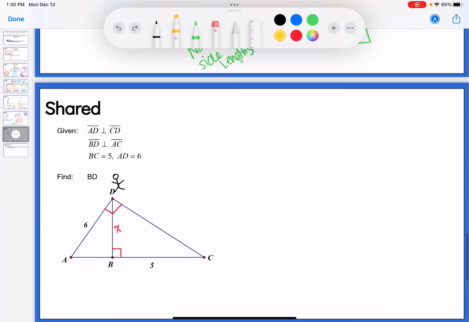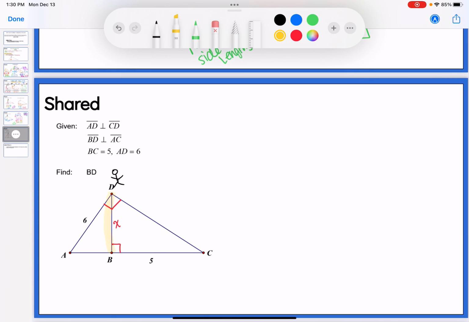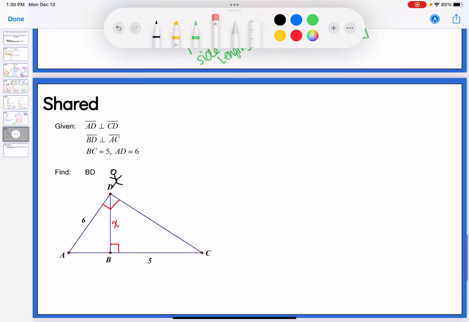If I come down the altitude here, which is what I'm trying to find, BD, I could walk right, which is 5, or I could walk left, which again I don't have. Maybe I need a second variable. So maybe I'm going to put y in that part right there. And then I could possibly come up with 2 different equations in order to solve this.